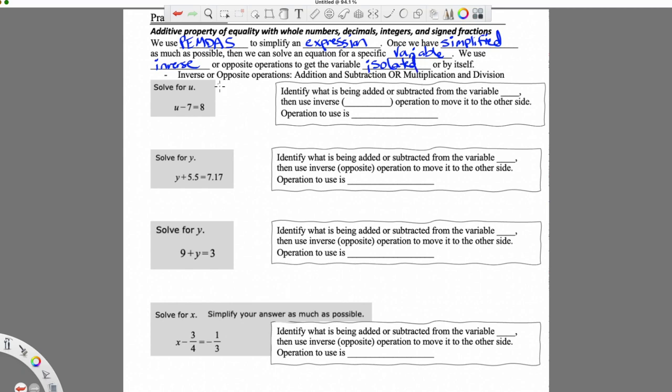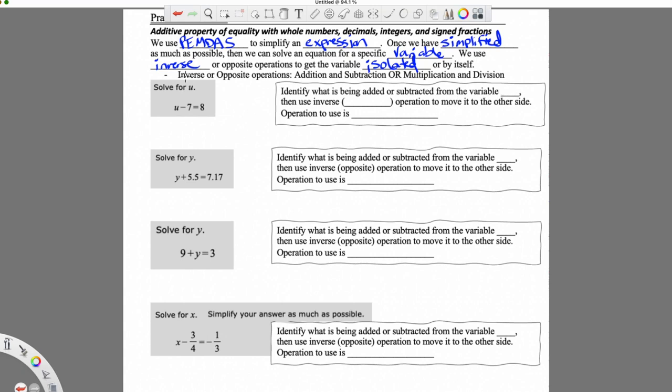Inverse or opposite operations: addition and subtraction are opposite operations, and so are multiplication and division. We'll deal with multiplication and division in the next video. This time we're only going to deal with addition and subtraction because we're looking at the additive property. So that's the connection there. Identify what is being added or subtracted from the variable.